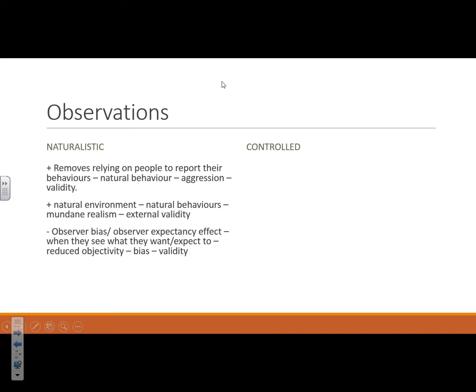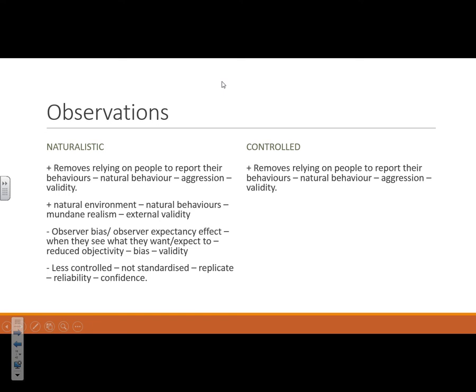However, a problem exactly like we spoke about is observer bias or observer expectancy effect. Another problem with naturalistic, exactly like a natural experiment or a field experiment, is we lack control. So it can't be standardised, it's more difficult to replicate, more difficult to check reliability, so we lack confidence in cause and effect.